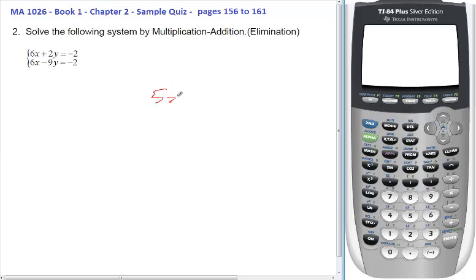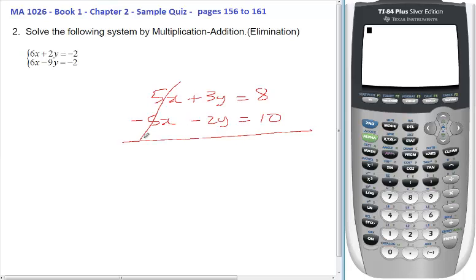Like if I had 5x plus 3y equals 8 and minus 5x minus 2y equals 10. What do you notice happens when I add? We eliminate a variable. When I add 5x minus 5x, of course, is 0x, or simply 0, right? So we eliminate a variable. That's what we want to do, eliminate. Now the other ones would add up to be y, and this one we get 18.